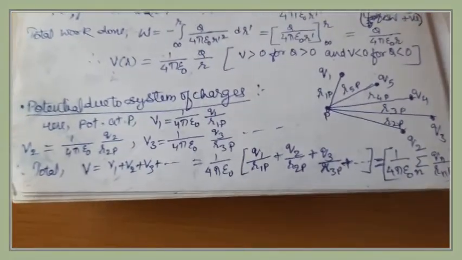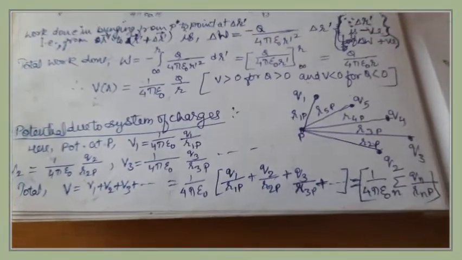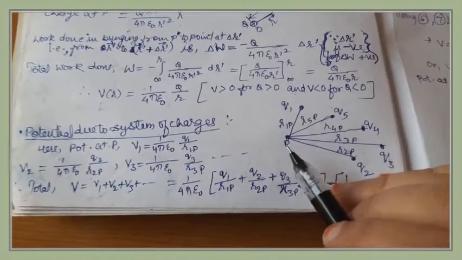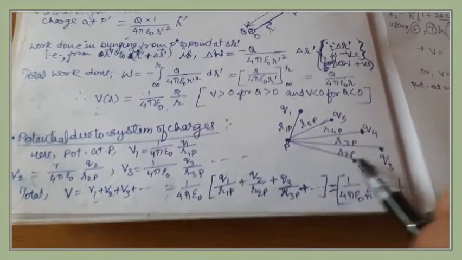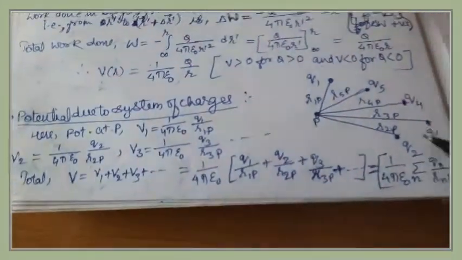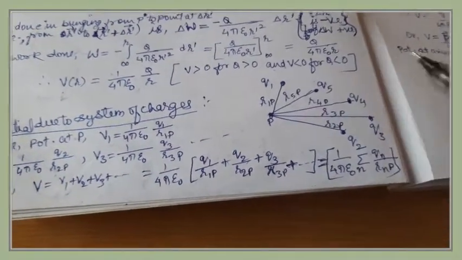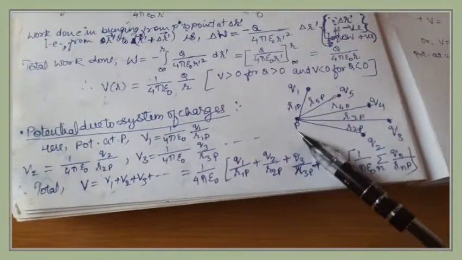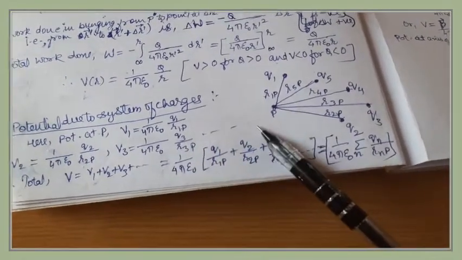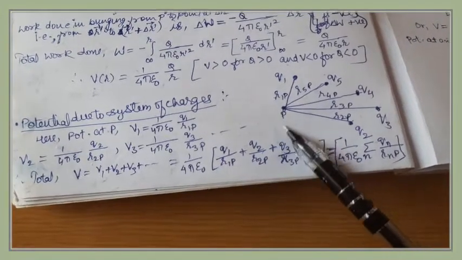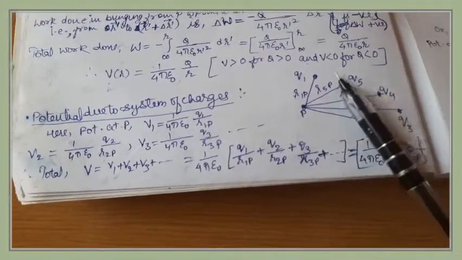Next we study the potential due to a system of charges. Suppose we have a system in which there are charges q1, q2, q3, q4 and q5. We want to determine the potential due to all these charges at point P. So potential at P, here also we use the principle of superposition.